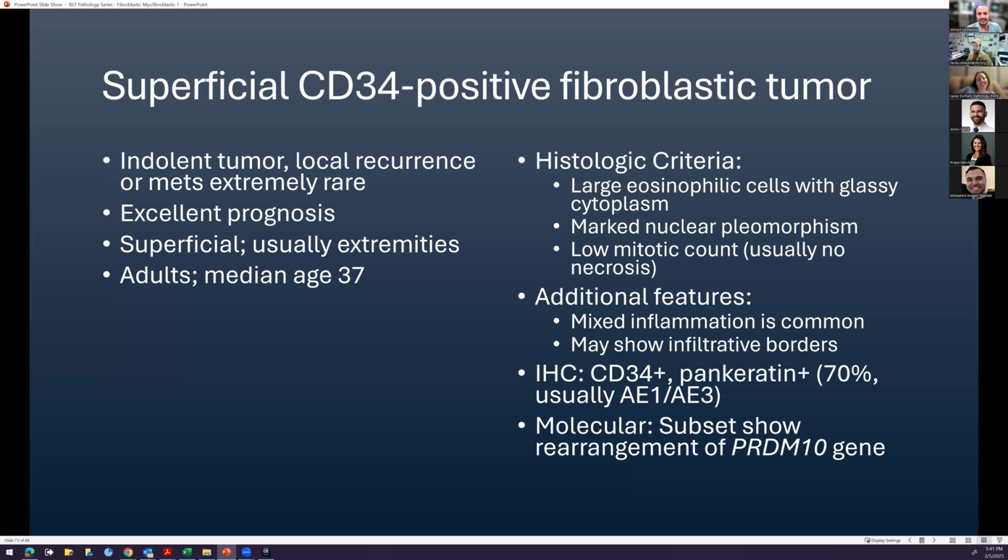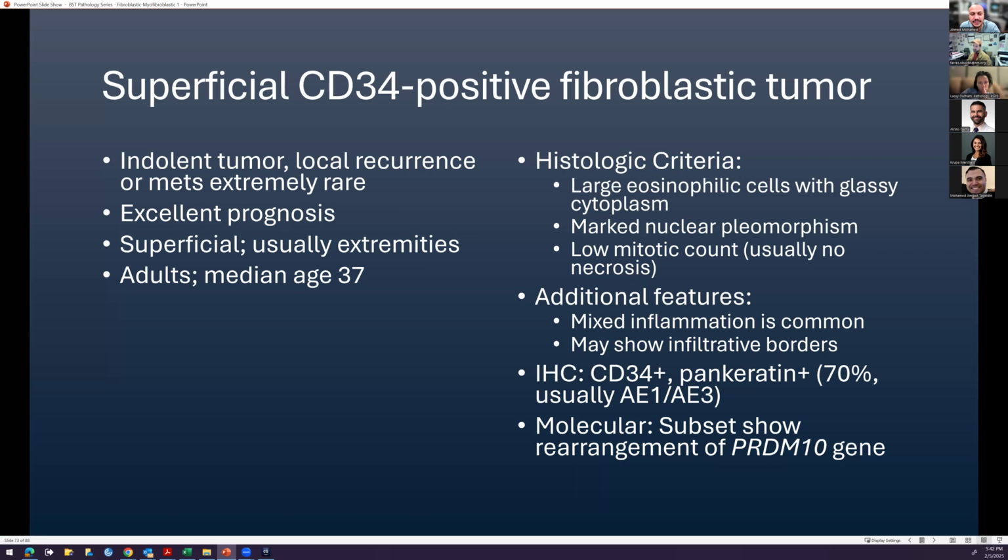We have a weird naming thing. When we can't think of a name, we just say all the words out together. But generally, they are pretty indolent tumors, right? They can get local recurrence. Mets have been described extremely rarely. Generally, they're more benign, with pretty excellent prognosis overall. True to its name, they're usually superficial, most often in the extremities, usually in adults.